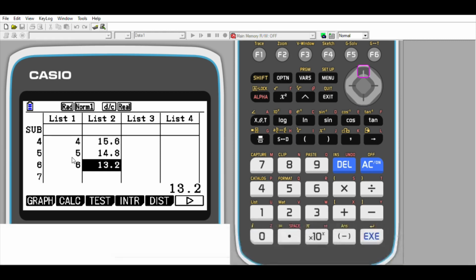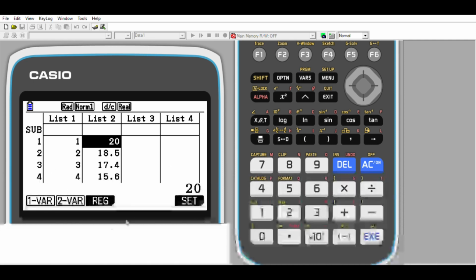Then, to calculate the equation, you follow the same steps you follow when calculating the correlation coefficient r. So you go to Calc, Reg, and then you click on X. And finally, you click on ax plus b, which is the form of regression line we are studying.